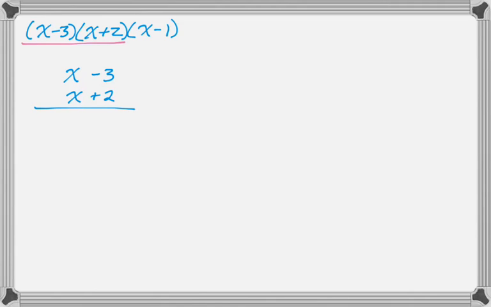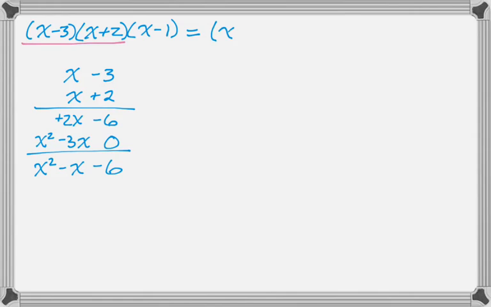So first thing is I'm going to multiply x minus 3 by 2. Put that in the top row here, so I get 2x minus 6. I put the plus in front of the 2x to make it a little clearer when I simplify later on. Now I'm going to put a 0 placeholder and multiply x minus 3 by x. So I get this, and then we add down, so x squared minus x minus 6. Now I'll rewrite the original problem as x squared minus x minus 6 times x minus 1. And now I'll just use the stack method to multiply these.